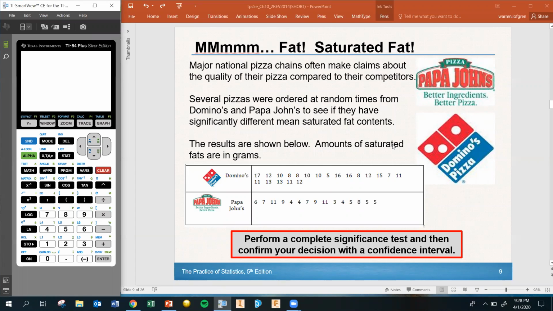Hello, AP Stat students. We're going to be looking today at section 10.2 again, but this time we're going to be doing a significance test. And the problem we're looking at is comparing Papa John's pizzas to Domino's.